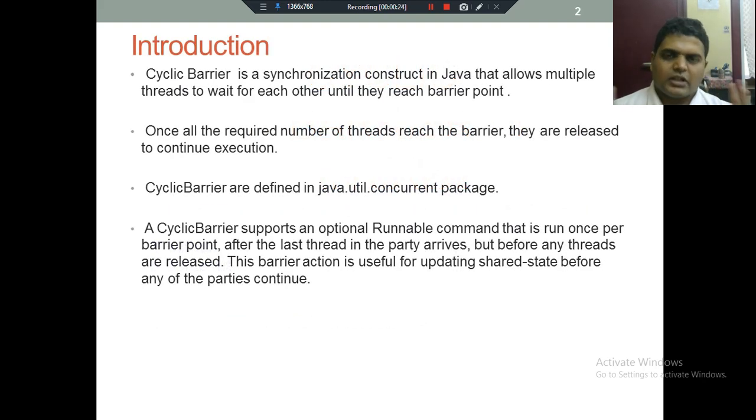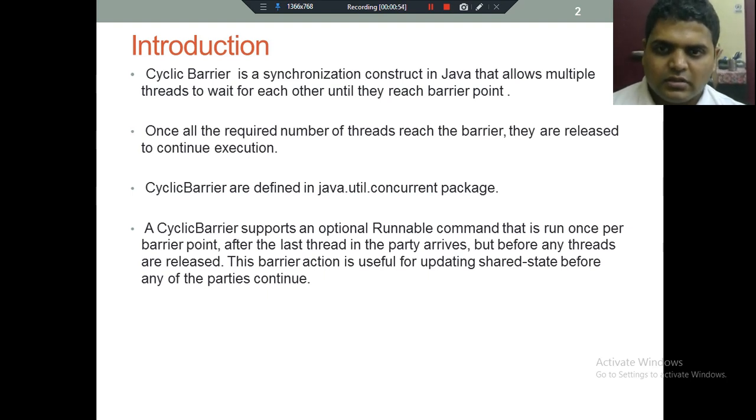So starting with the introduction, cyclic barrier is basically a synchronization construct in Java. It allows multiple threads to wait for each other until they reach a barrier point. It can be considered analogous to a trip where all of your friends reach a common meeting point, and from that meeting point, there would be one car or multiple cars, and they reach the destination where we ultimately have to reach.